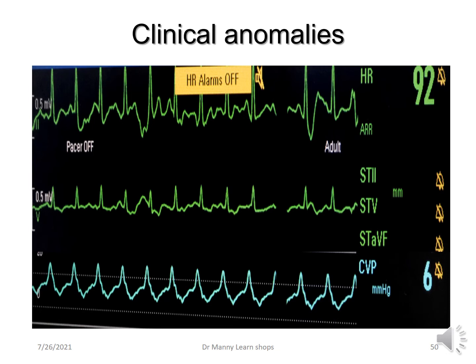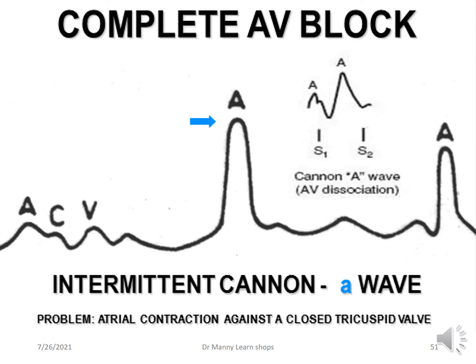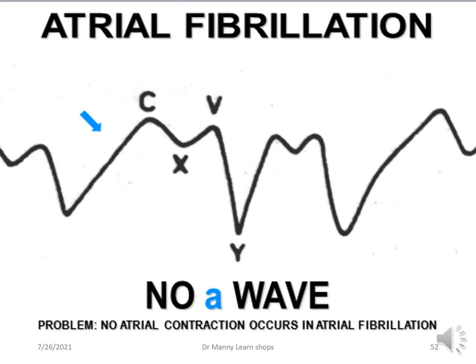Then you've got clinical anomalies that can be associated with the central venous catheter and pressure, such as complete heart block. And intermittently, you might get a cannon wave or a huge A wave because the atria are contracting against a closed tricuspid valve. But it's typically intermittent. Then you've got atrial fibrillation. And in atrial fibrillation, there's no atrial contraction. There's only fibrillation, so you won't see an A wave.